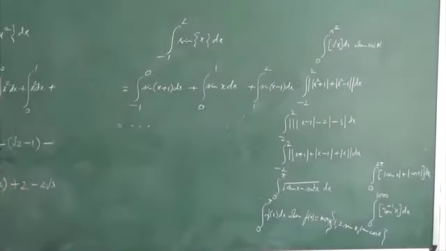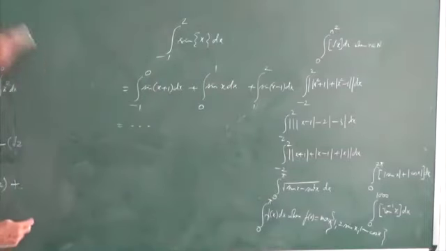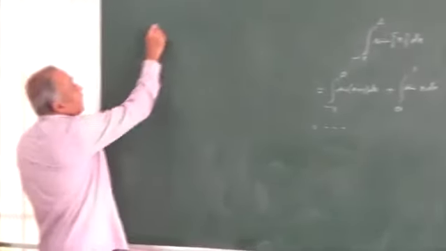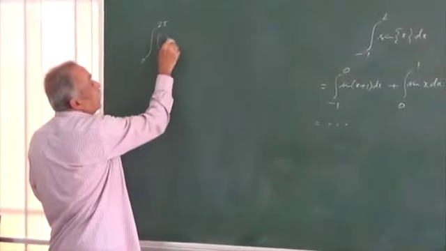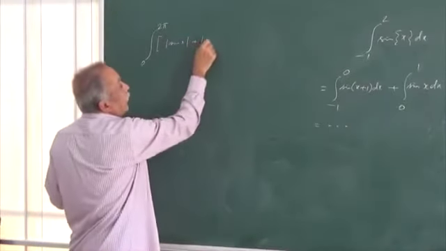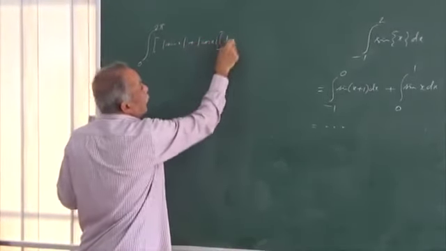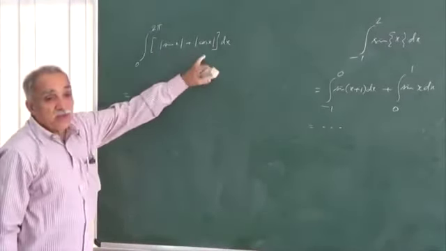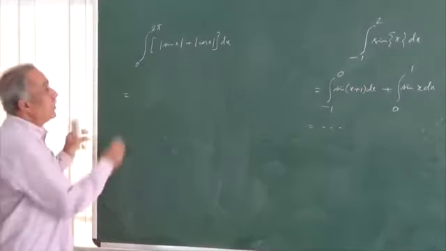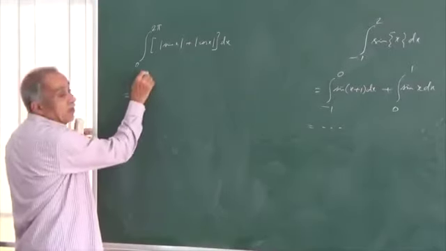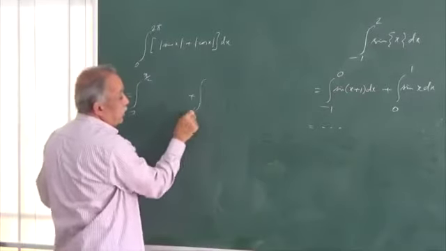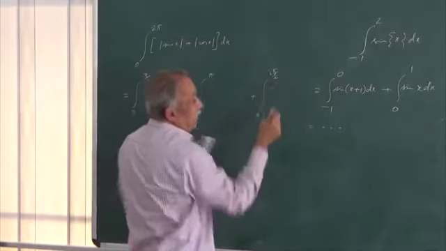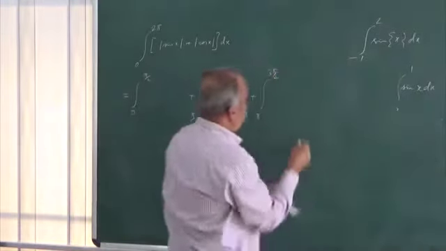Zero to 2 pi, integer part of mod sin x plus mod cos x. First, let me remove these inner moduli, breaking the interval as 0 to pi by 2, pi by 2 to pi, pi to 3 pi by 2, and finally 3 pi by 2 to 2 pi.